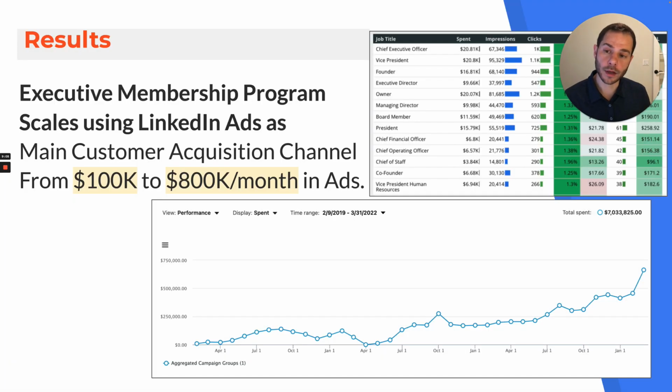And then this company is an executive membership program that uses LinkedIn ads as their primary customer acquisition channel. We started working with them a couple of years ago when their ad budget was about $100K a month, and now it's up to $800K a month just from the success of LinkedIn ads.